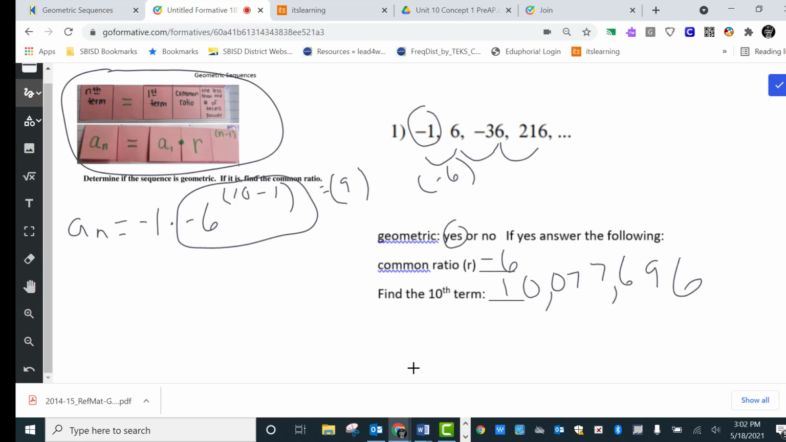So you are going to be completing the worksheet posted on It's Learning, and you're going to be using this formula in order to figure out specific terms in a sequence and identifying if they are geometric or not.